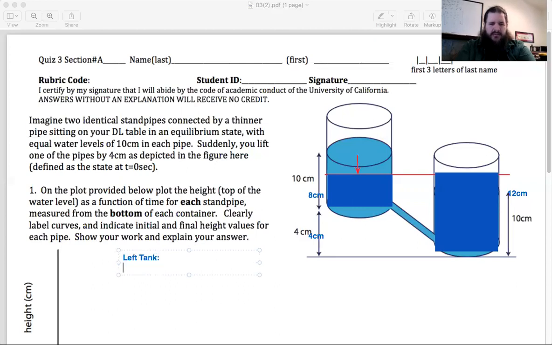Left tank starts at, we want to call these a specific variable. Let's say just H. H initial was 10, and H final after a long time would be 8. For the right tank, H initial is 10, and H final after a long time approaches 12. So once again, we've got starting values and asymptotes that it's going to approach. Any questions on that so far?